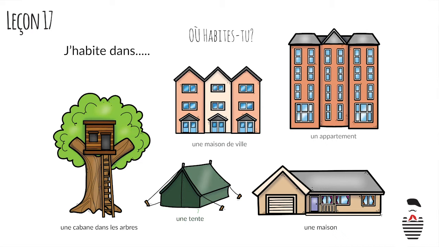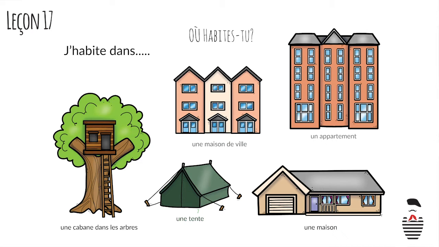If you live in an apartment, then next to the maison de ville, you have un appartement. Encore, un appartement. So let's make the whole sentence. I live in an apartment. J'habite dans un appartement.